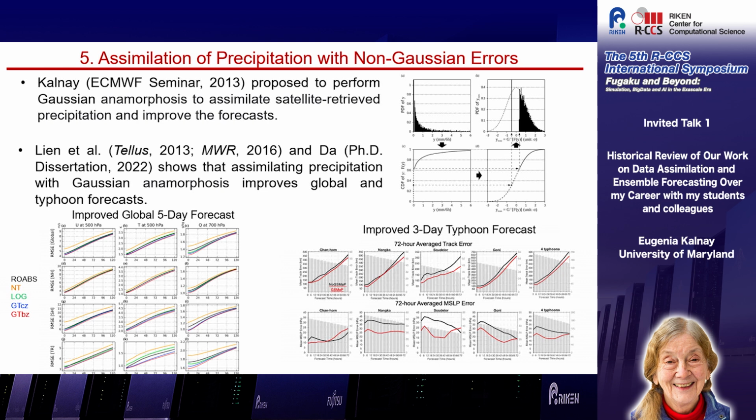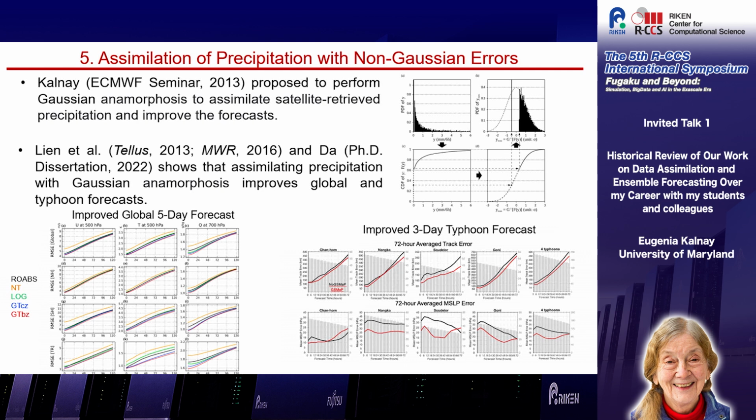We also developed an approach to assimilate observations with non-Gaussian errors into the LTKF. To examine if this method works, we applied it to real observation precipitation assimilation. With my student Guoyan Lien, we showed that assimilating TRMM TMPA precipitation with Gaussian transformation improves the NCEP GFS global forecast up to 5 days. This improvement is seen on almost all the variables.